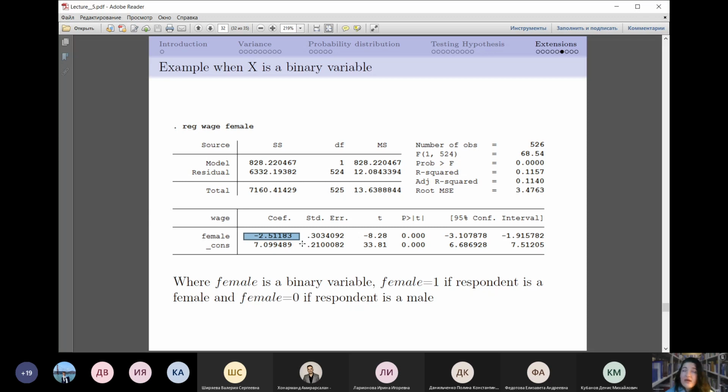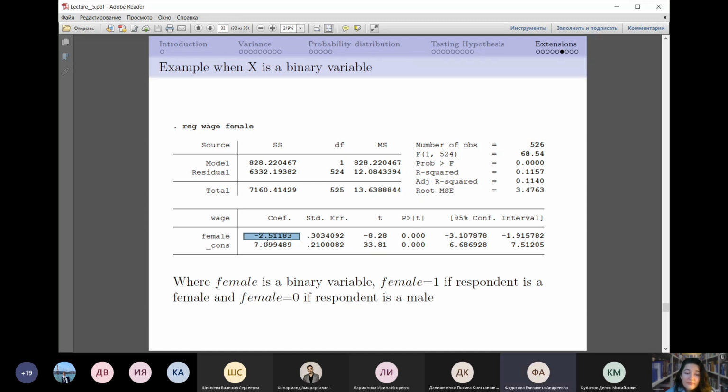Anytime you interpret a coefficient associated with a binary or dummy variable, or even a categorical variable with more than two categories, please remember that you should specify your base category. In our case, the base category is males, and you need to interpret this coefficient comparing with the base category.